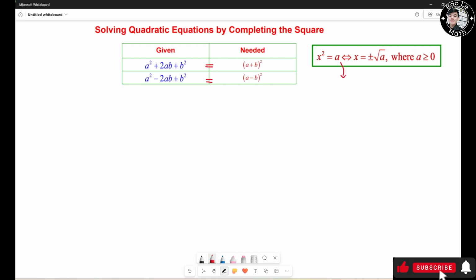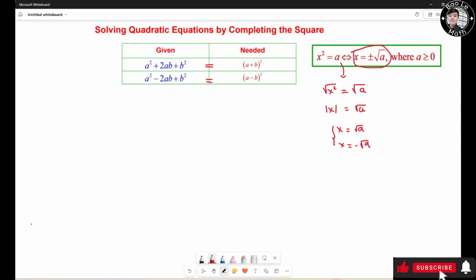This actually turns out to be square root of s squared equals square root of a. And then square root of s squared turns out to be absolute value of s equals square root of a. Now absolute value of s equals square root of a turns out to be s equals square root of a, and s equals negative square root of a. That's why we have the formula right here.